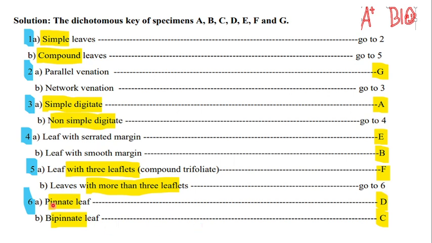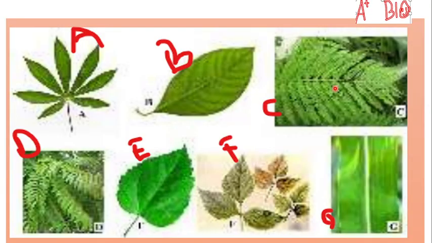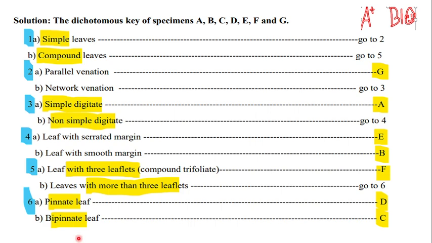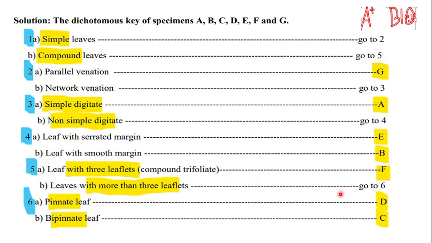Characteristic number 6 is pinnate or palmate. If you remember very well, I told you that pinnate is like this, palmate is like this. If you look at those leaves very well, you see this one is the pinnate, this one is the palmate. On characteristic number 6, when we say pinnate, this one is also identified. The palmate, which is C, is also identified. I hope you are understanding. And that's all about the dichotomous key.